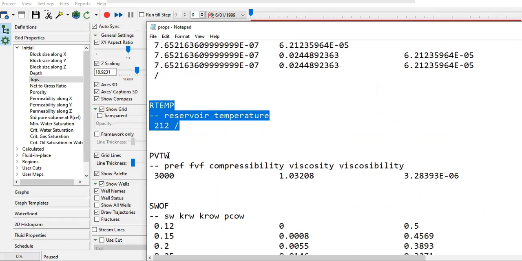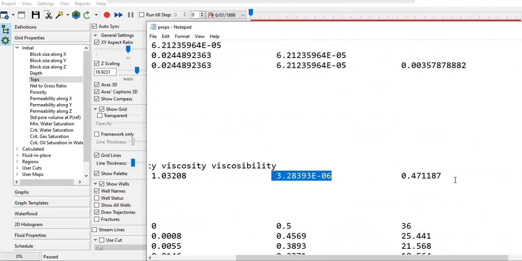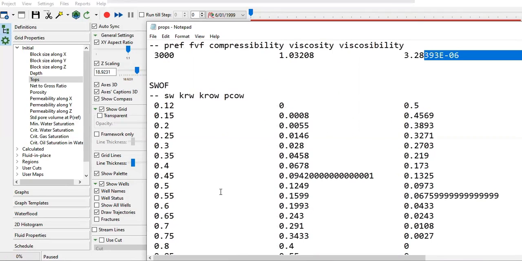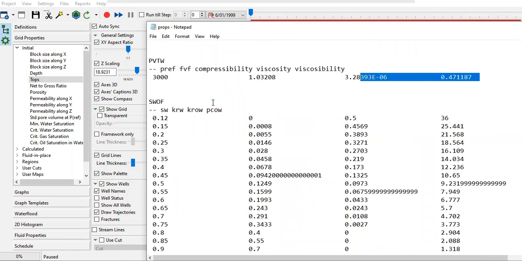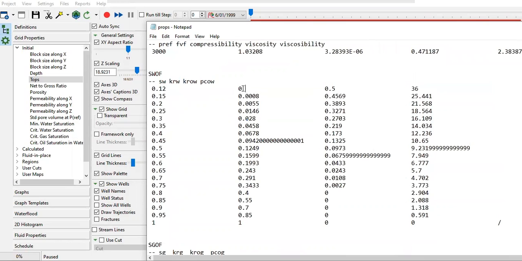And then for the PVT, we have here the pressure 3000, the reference pressure, and then the formation volume factor 1.03, and then we have the compressibility of the fluid, and lastly the viscosity. And then this is again still the property, but now we have the relative permeability. We have 4 columns. The first one is water saturation. The second one is relative permeability of water, relative permeability of oil, and then the capillary pressure.